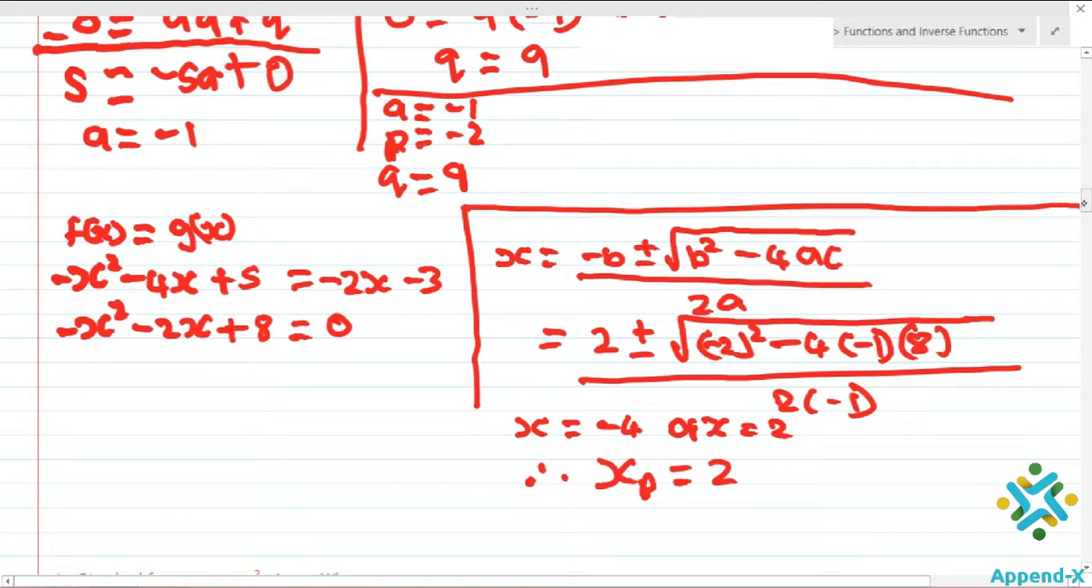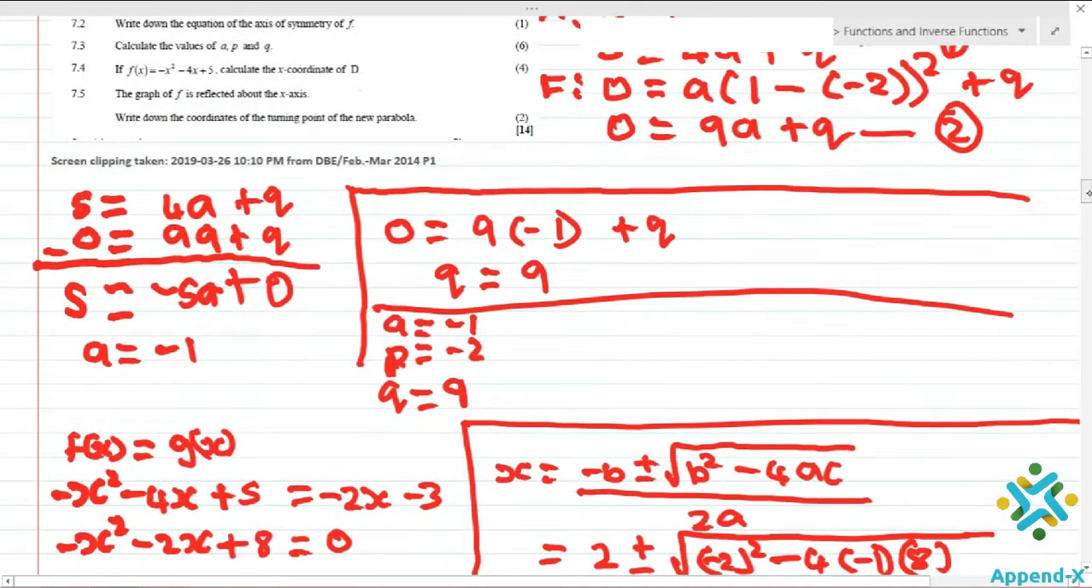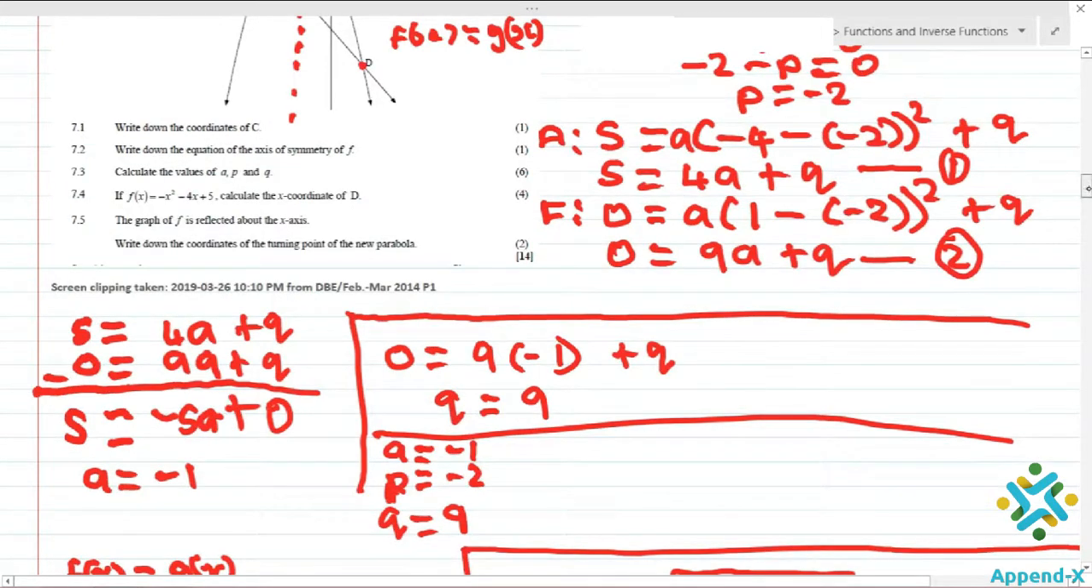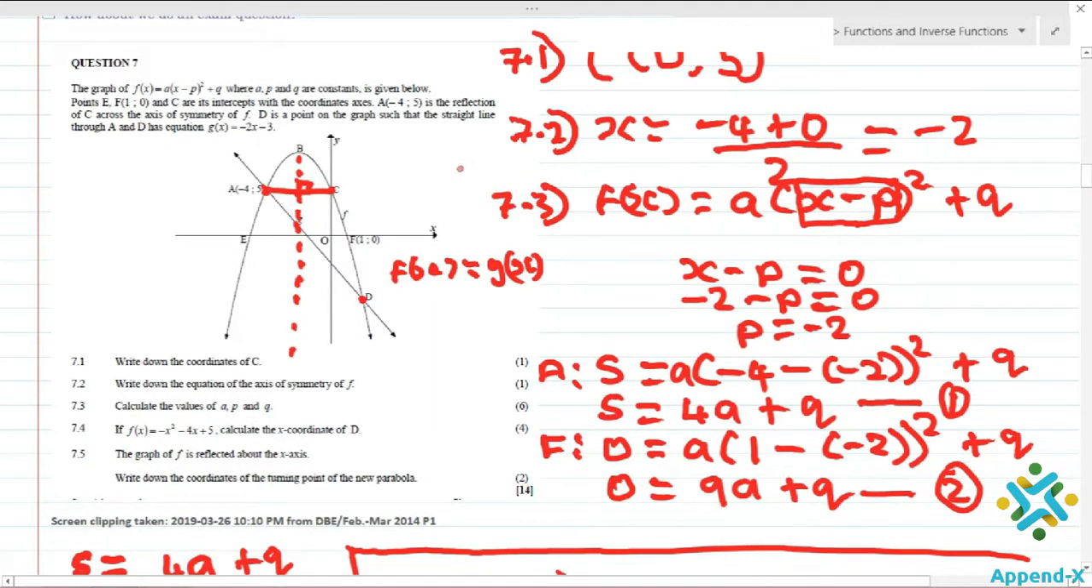Okay, now let us do the last part of the question, which says if the graph of f is reflected about the x-axis, write down the coordinates of the turning point of the new parabola. Okay, now the question is, what is the original turning point before reflection? Okay, now that is the point B.